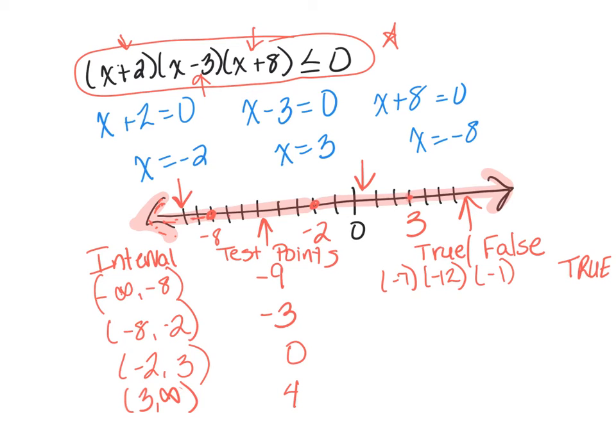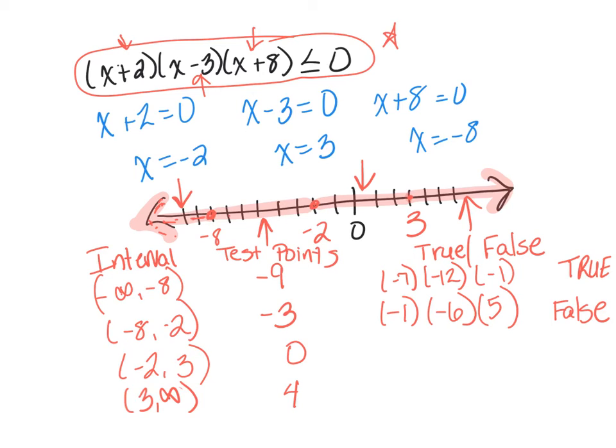Now we're going to plug in negative 3. Negative 3 plus 2 is negative 1. Negative 3 minus 3, be careful there, is negative 6. Negative 3 plus 8 is positive 5. So I've got a negative times a negative, which is a positive, times a positive. That gives me a positive number. All positive numbers are greater than 0, so this is a false interval. That is not going to be part of my answer.